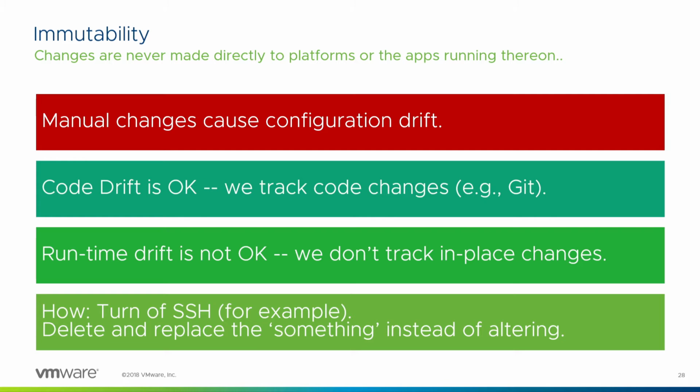You can't just send Chef cookbooks at one server. You've got to ship it against them all, right? You can't just fix one, fix them all. So we need that. Runtime drift is not good.